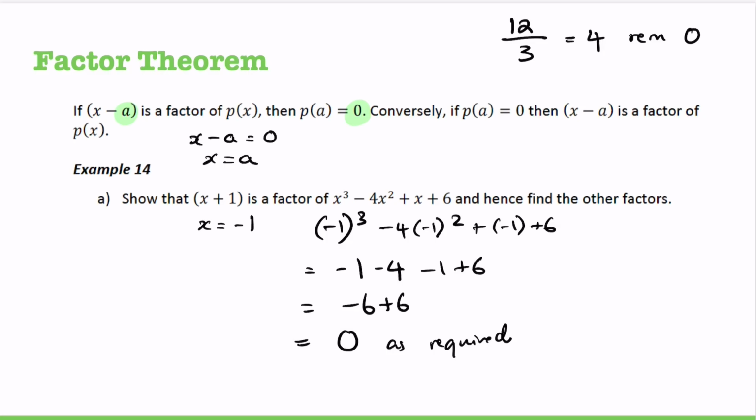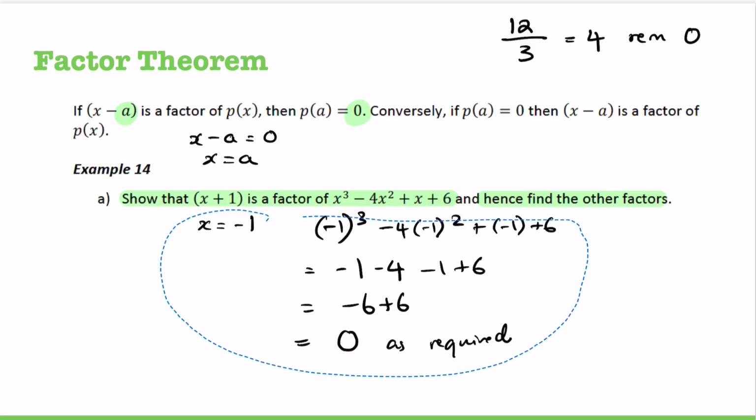Now that's the first part. It says show that it's a factor, and then it says and hence find the other factors. Now there are a couple of different ways to do this. Firstly, I can try and substitute different values into this equation to find these other values that give me 0. Or of course I can go ahead and long divide, which in this case I think would be the much easier way to do it.